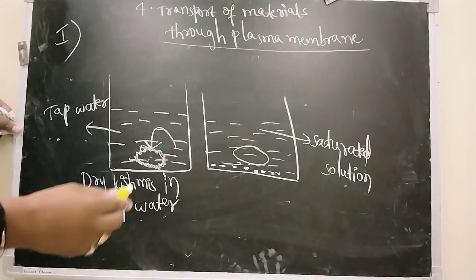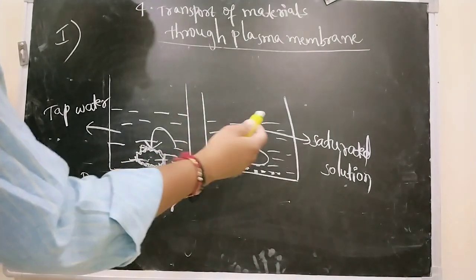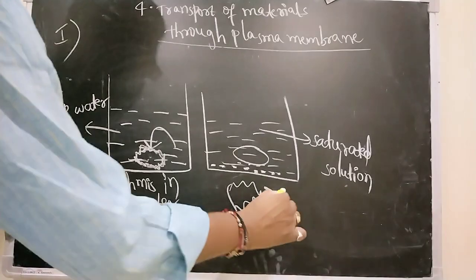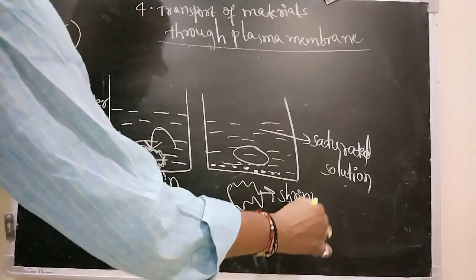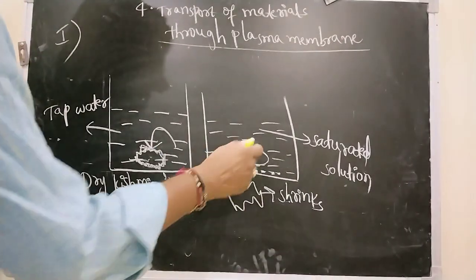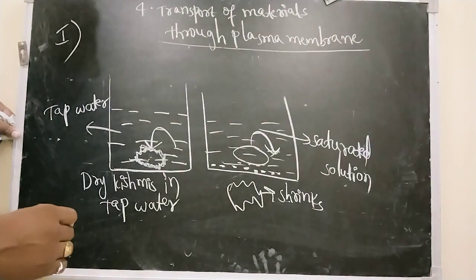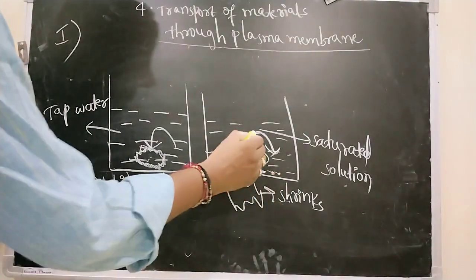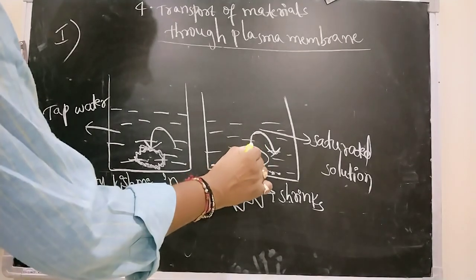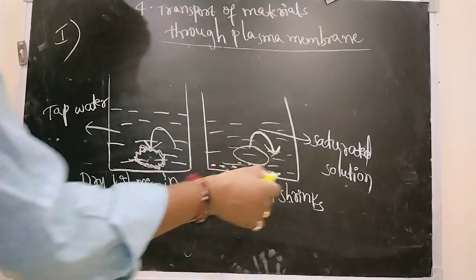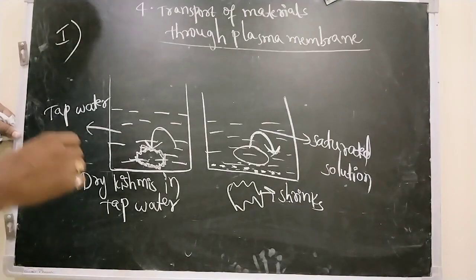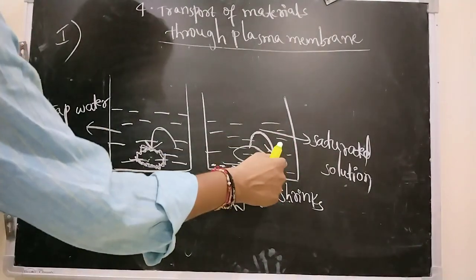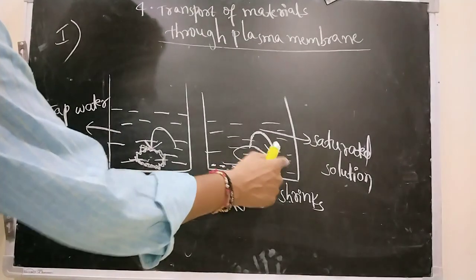Right, now what will happen? Whenever we leave it for a few hours, the kismis shrinks. The kismis shrinks because the water from the kismis enters into the beaker. Why? Because to dissolve the solute present in the beaker, the water exits from the kismis. So here, who needed water? The beaker needed water, to dissolve the solute.